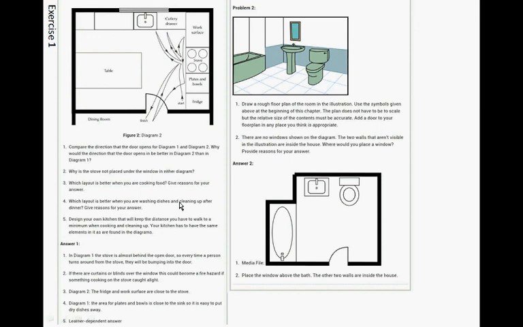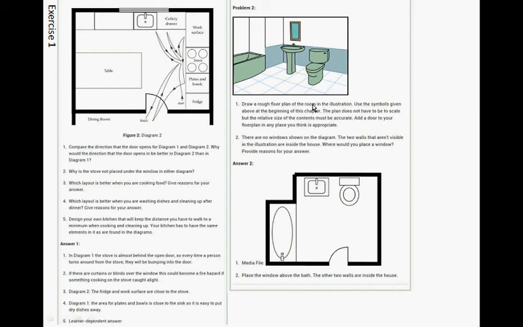Which layout is better for washing dishes and cleaning up after dinner? Diagram 1, the area for plates and bowls is close to the sink, so it's easy to put the dry dishes away. And then you have to design your own kitchen, and this will differ from student to student.